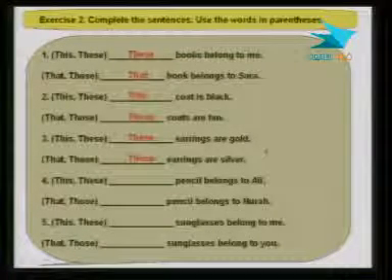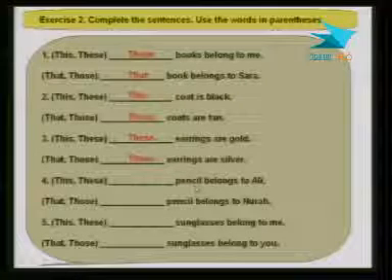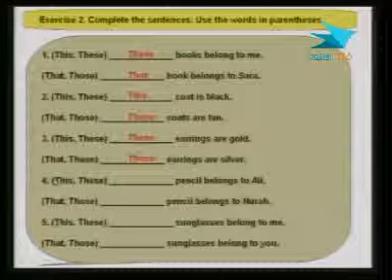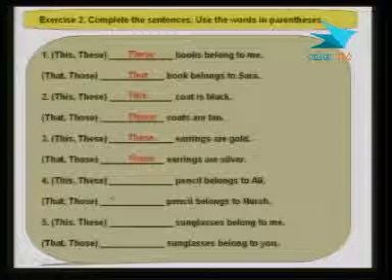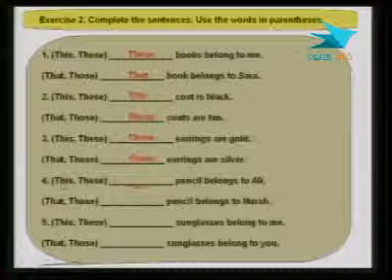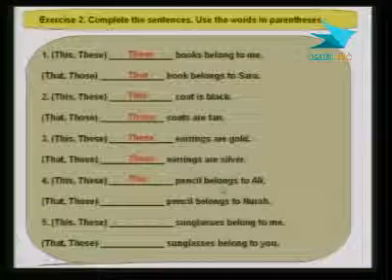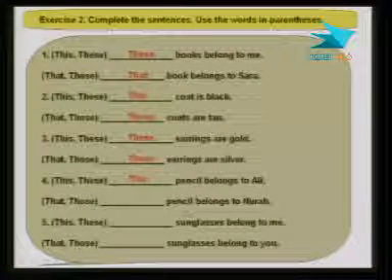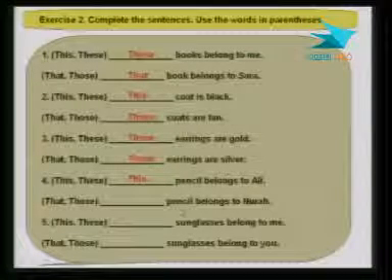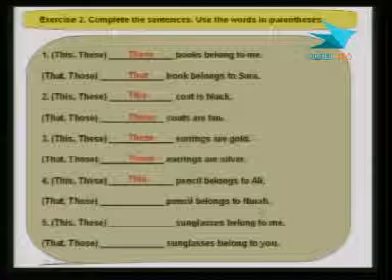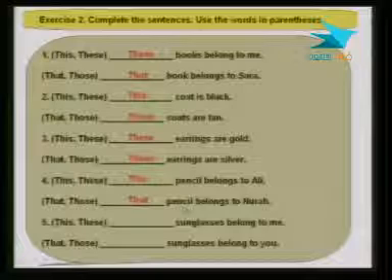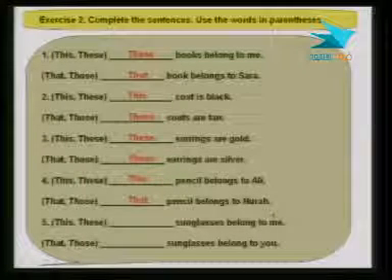Okay, number 4, and the word pencil is singular, so we need a demonstrative that is used with singular nouns, and it cannot be these, it has to be this. So this pencil belongs to Ali, right? And the word pencil here is also singular. Pencil here belongs to Nora, and we use that. That pencil belongs to Nora.